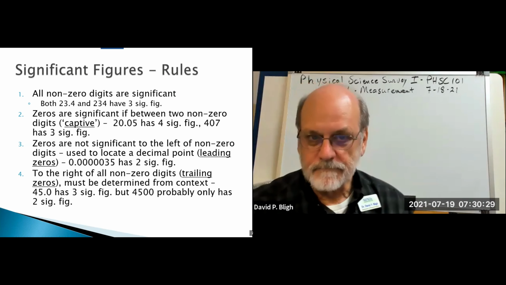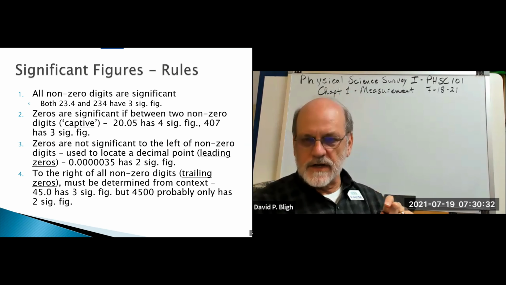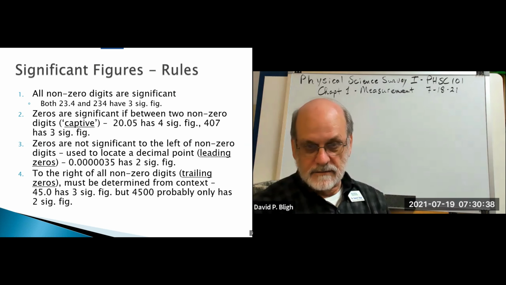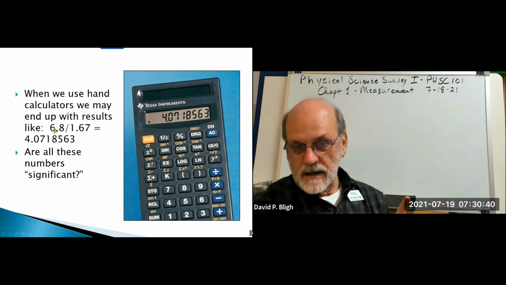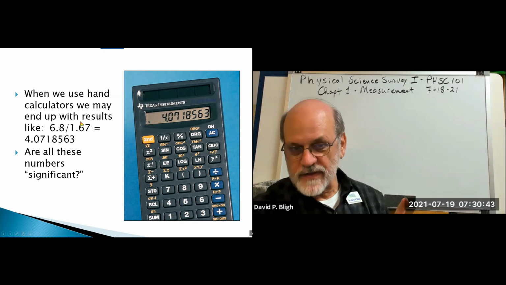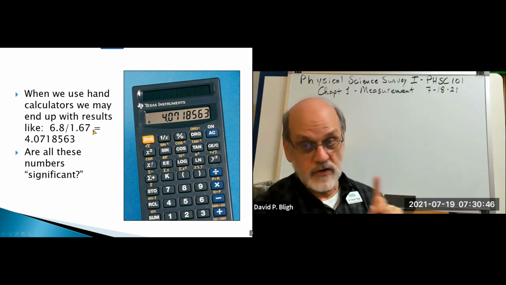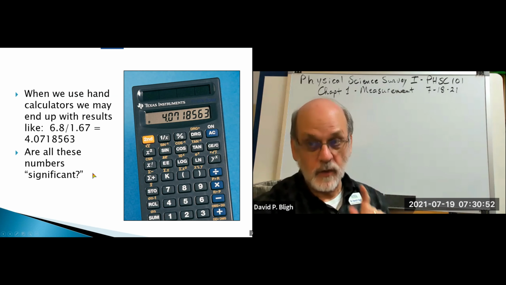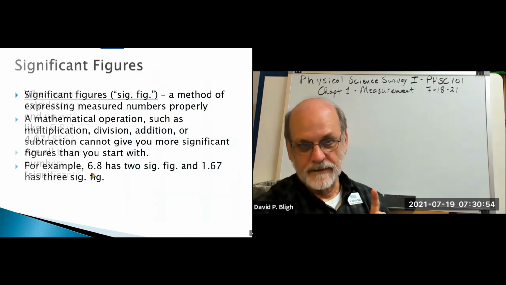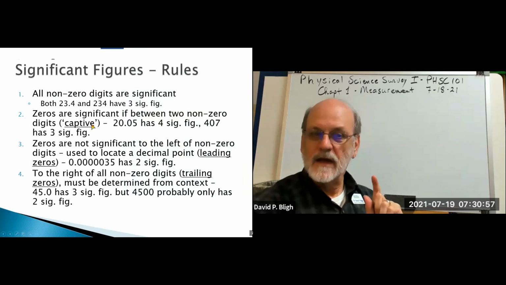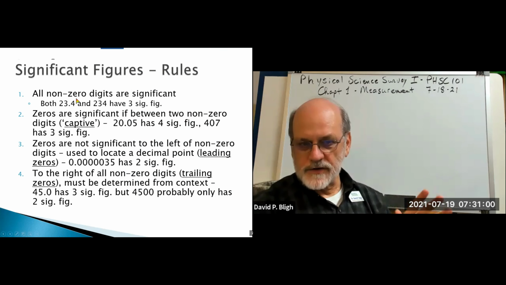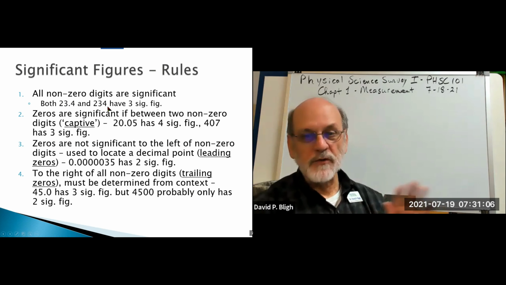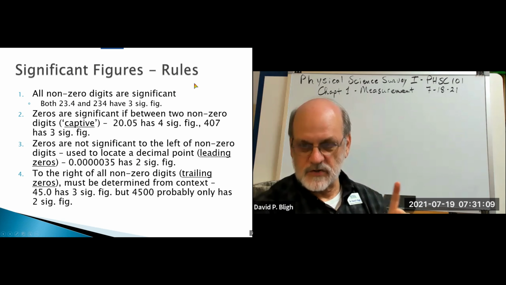Rule number 1, all non-zero digits are significant in the calculation, right? So if we go back, there are 2 significant figures here, and there are 3 there. Doesn't say anything about the answer yet. We need to talk about the numbers that go into the calculation. So that's what we're doing now. All right. Okay, so non-zero numbers are significant. For this number with 1, 2, 3, and 1, 2, 3, both of them have 3 significant figures. Just keep that in the back of your mind.